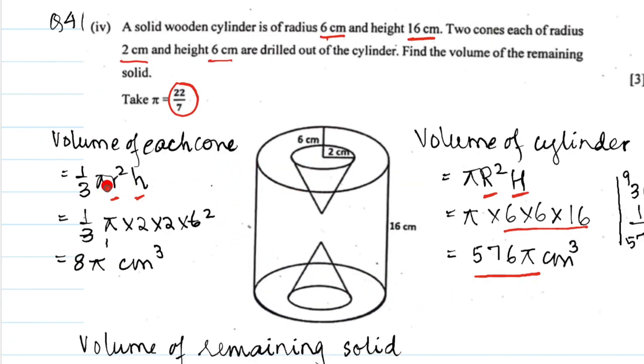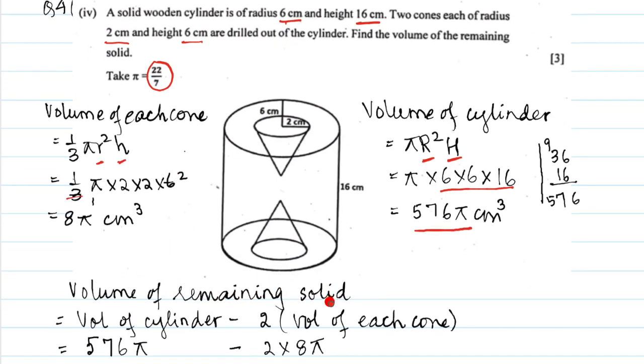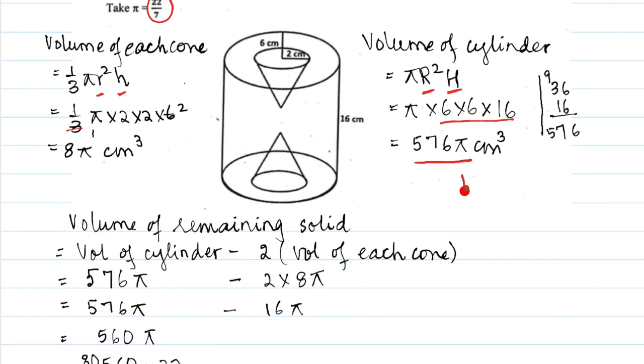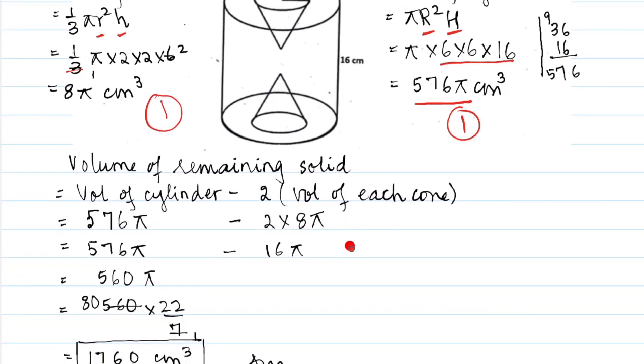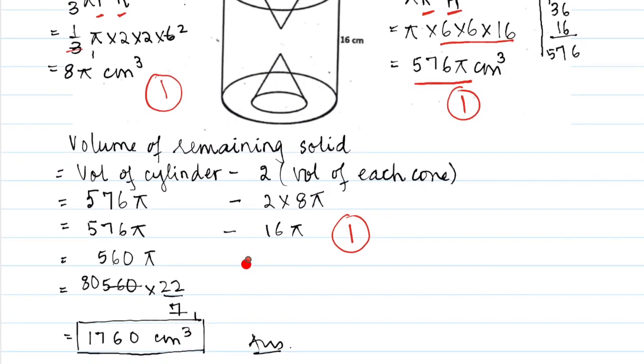For each cone, you will take 1/3 pi r square h, and that will give us 1/3 pi, radius is 2 centimeter into 2 centimeter into height is 6. So 3 ones and 3 twos, so you'll have 2 twos, 4 twos, 8 pi centimeter cubed. So that gives the volume of the remaining solid. So we have 1 mark here and 1 mark for this, and 1 mark for doing the subtraction and getting the answer, because subtraction is not a big deal.